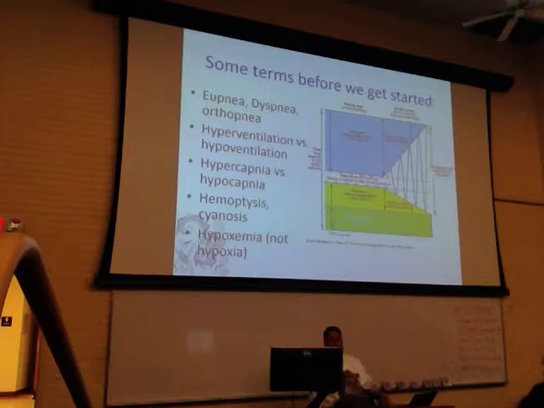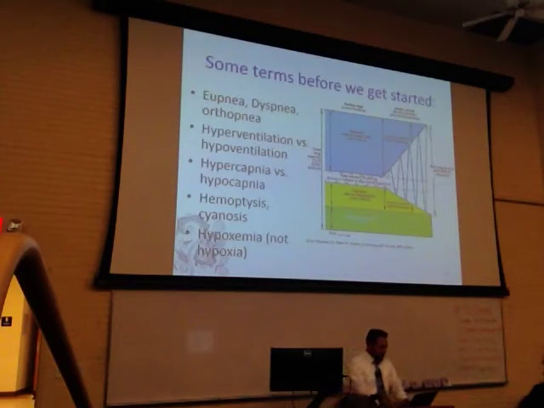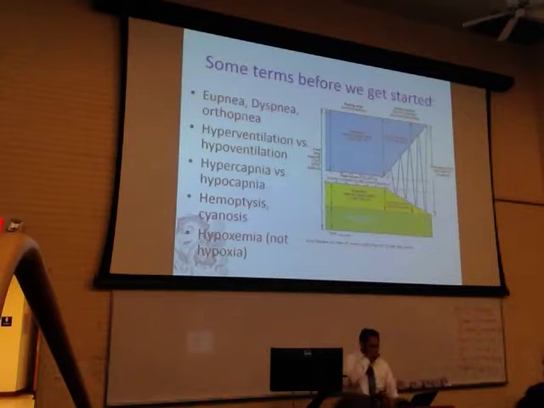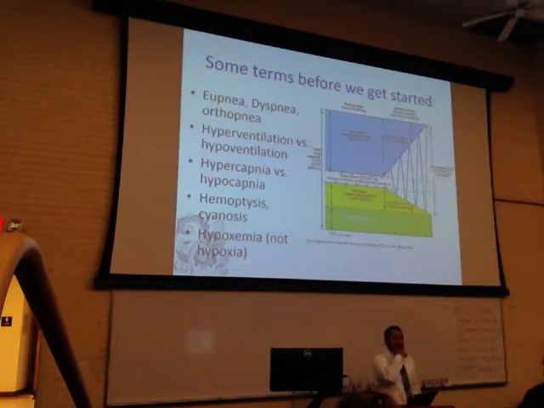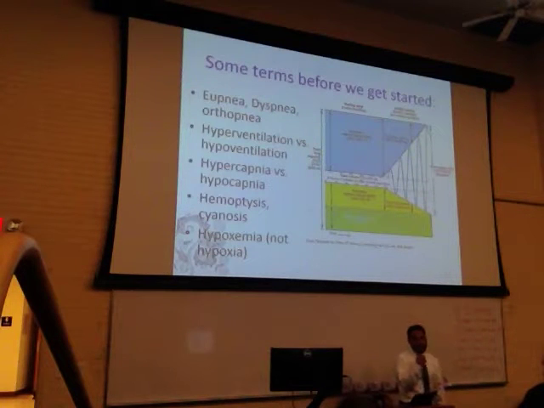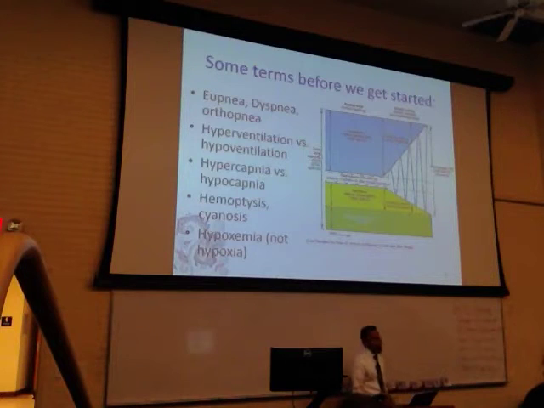Hypercapnia versus hypocapnia. Hypercapnia is referring to CO2 in the blood, so hyper would be high, hypo would be low. Hemoptysis is when a patient coughs and the sputum that comes up has blood in it. So coughing up blood would be hemoptysis.